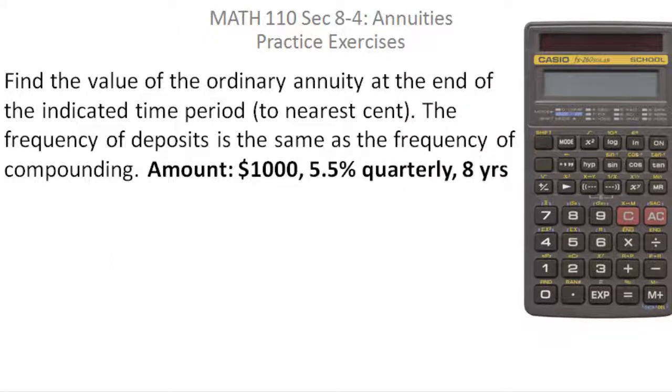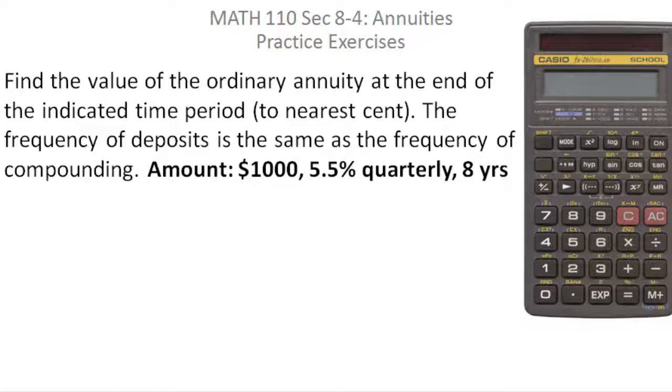Find the value of the ordinary annuity at the end of the indicated time period, rounding to the nearest cent. The frequency of deposits is the same as the frequency of compounding. The amount is $1,000. It's invested at 5.5% compounded quarterly for a total of 8 years.